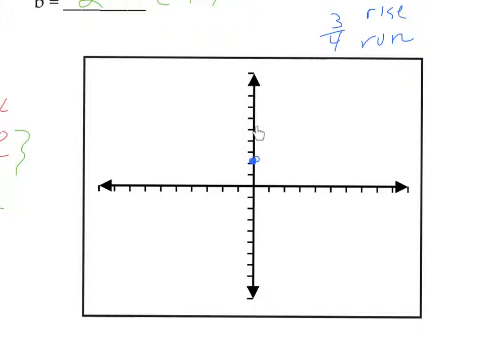Now this is a positive slope, so this line needs to go uphill like this. So if we rise 3, we're going to run 4 this way. So that's what we're going to do. Rise 3 and run 4. And then I'm going to go back here and go down 3. This is fine. Vertical is either way, up or down. And run 4 this way. And that should put a point right about there. And connect the dots to make a line.